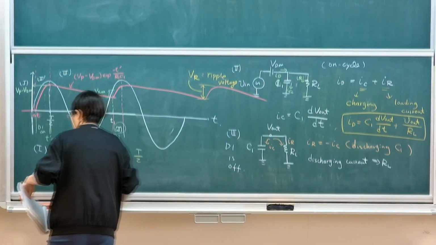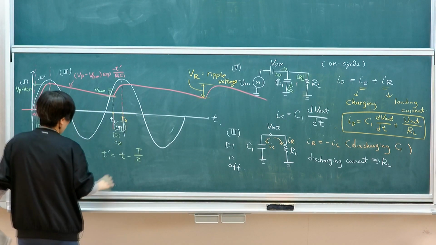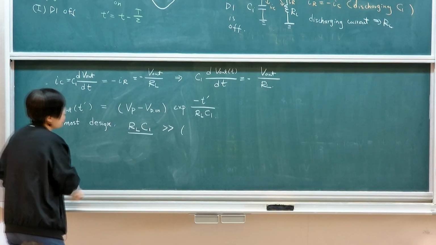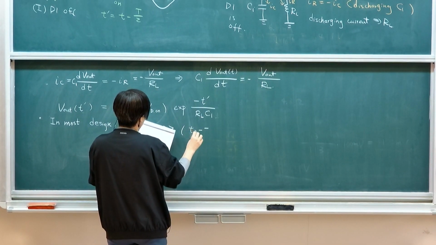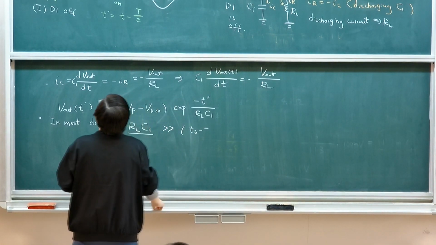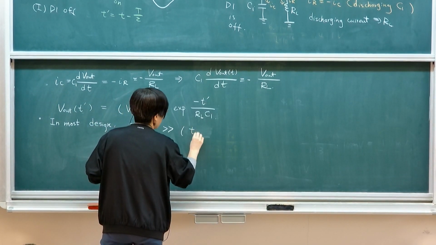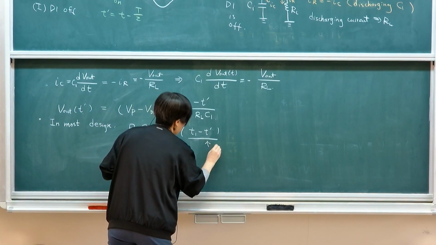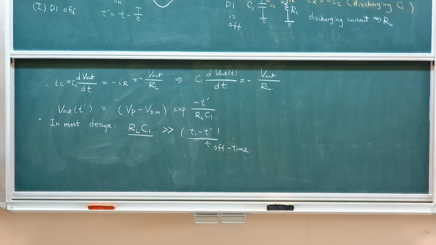this period. Let me label this again. So I have T1, this point, and I have T3. Okay, that's fine. So between these two periods, I want to make sure that it's much larger than the period of discharging, T1 over T prime. I want to make sure that this is the time when it's off. This is the off time. You want to make sure that your tank is large enough to sustain your off time in most designs.